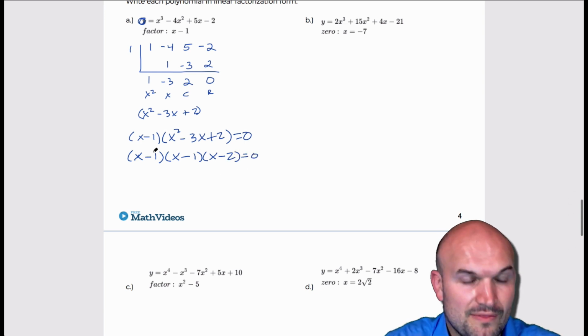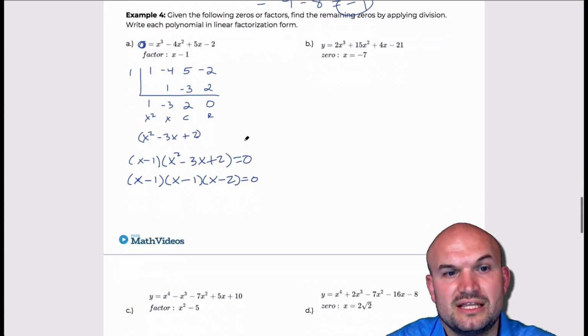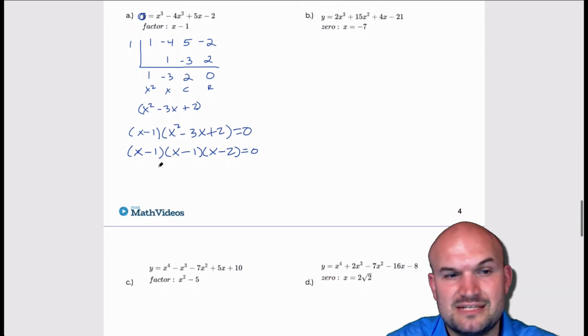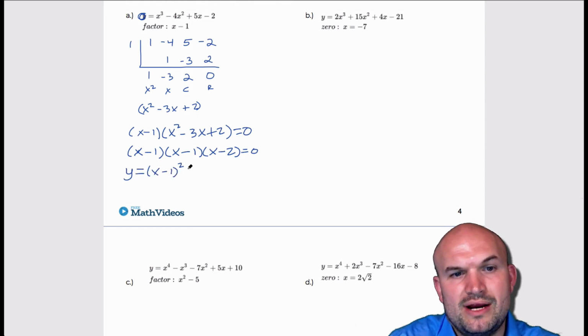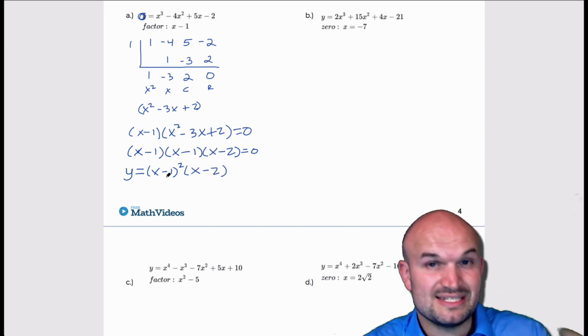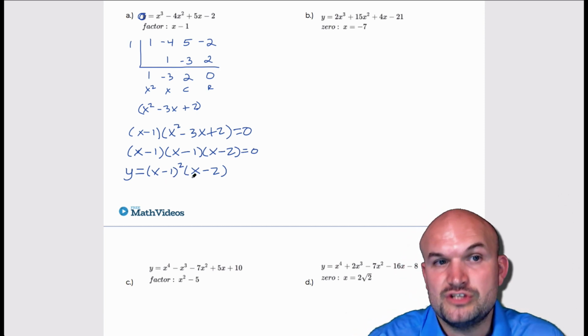Okay, now that's going to help me out. I can find my zeros from here, but it also said to write this as a linear factorization. You can see that x minus 2 is repeated. So without writing it with the zeros, I could write this as x minus 1 squared times x minus 2. And what's important by simplifying this, you can see that 1 has a multiplicity of 2, right?